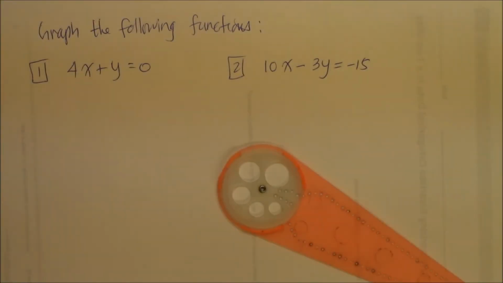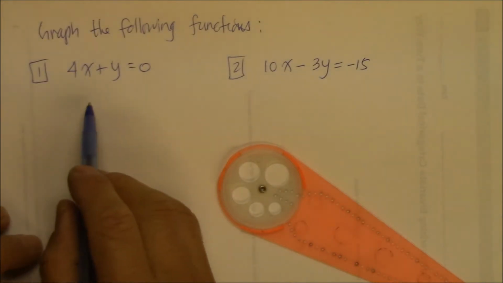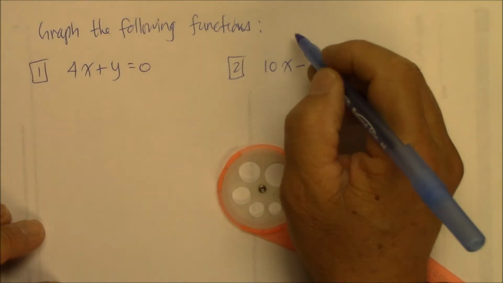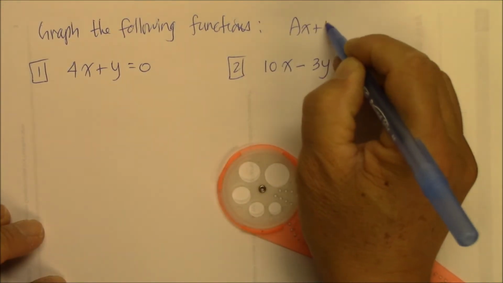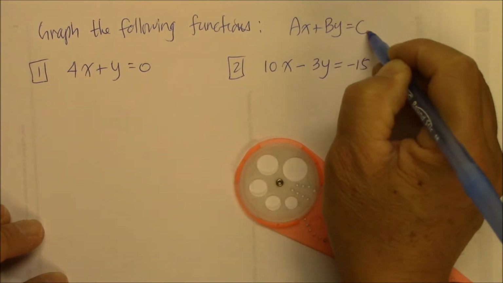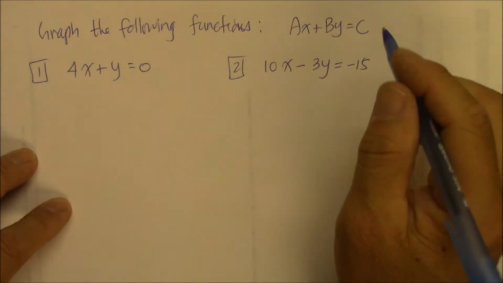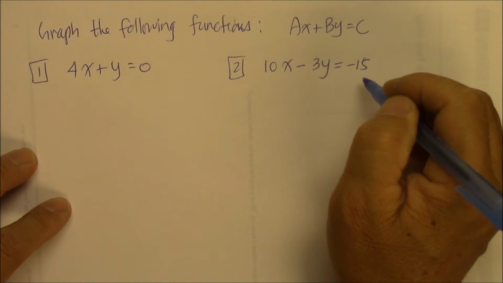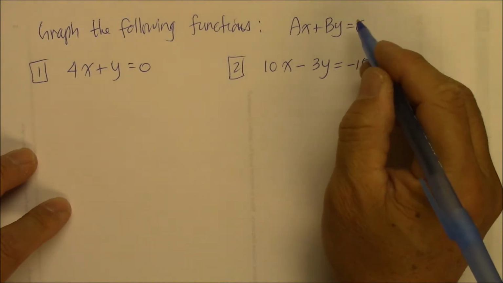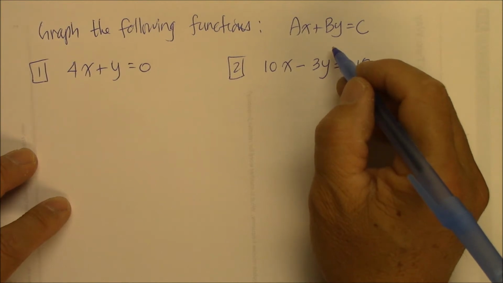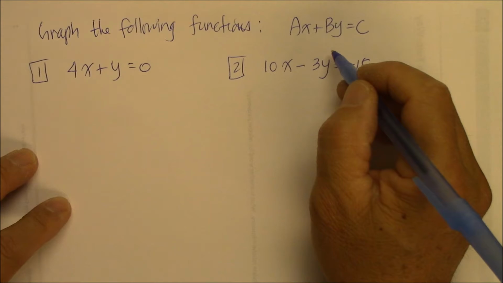Hi, this instructional video is about graphing linear equations that are in standard form. The general form of standard form is ax plus by is equal to c. Now, unlike the slope-intercept form, where we identify the y-intercept and then from there the rise over run, here we're going to identify the two intercepts on the x and y axes and then draw a line through those 2 points.